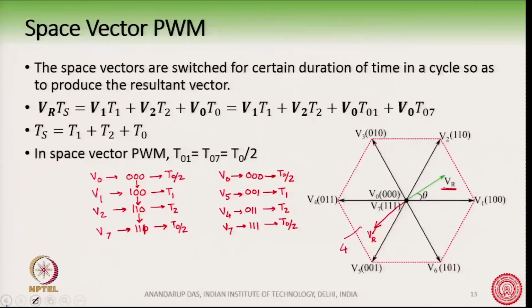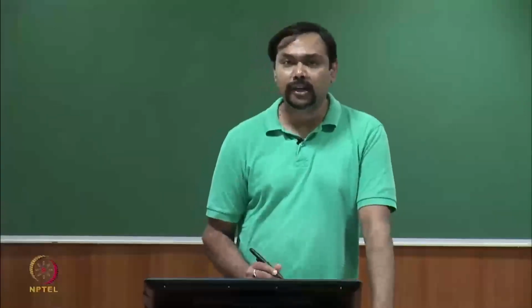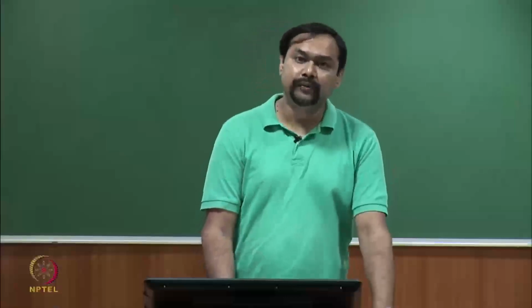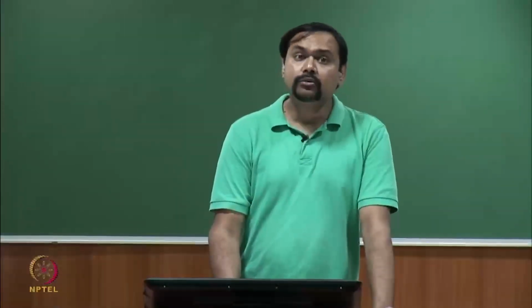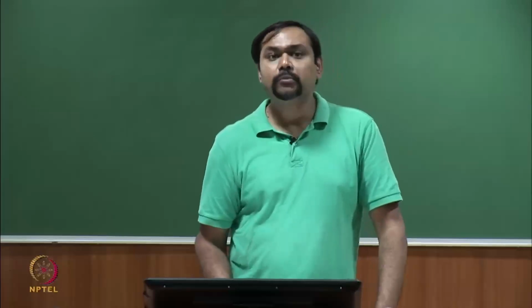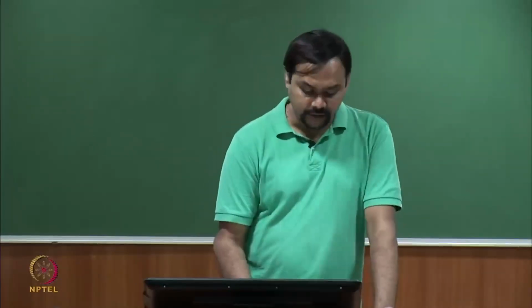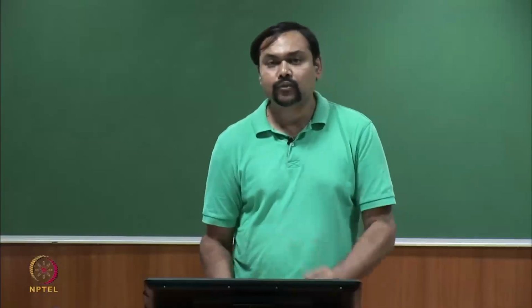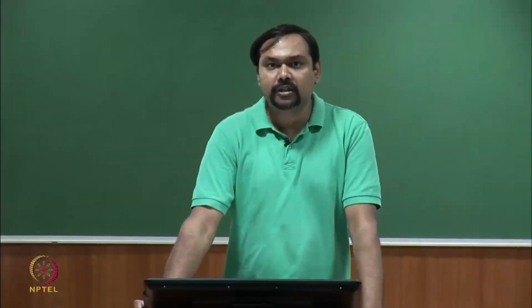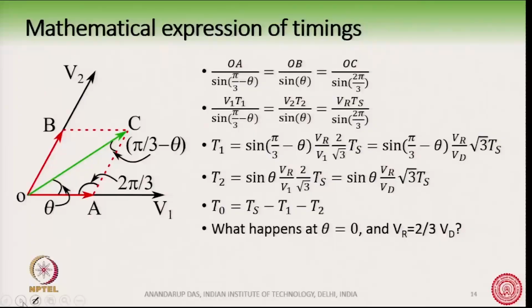Now, so far we have said that we will switch a vector for T1 period, another vector for T2 period, and a 0 vector for the T0 period. But how to calculate this timing duration? How much is T1, how much is T2, etc. In order to do that, we have to get the mathematical expression of the timings of this vector. So, here we have taken an example in sector 1. We see that OC is the VR vector, or the reference vector, which we are trying to switch.